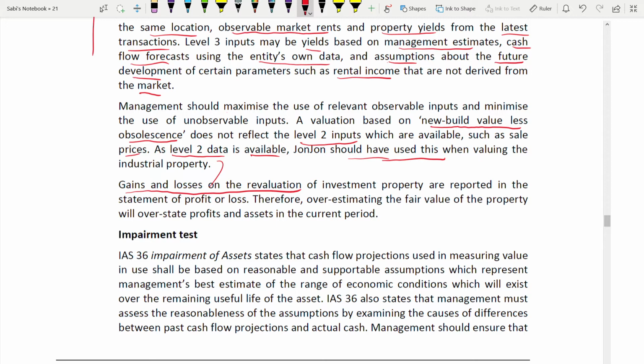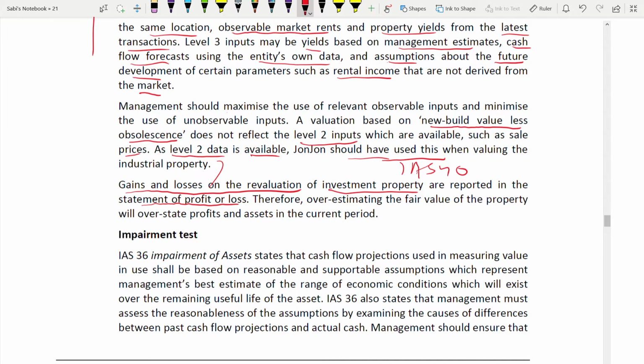Remember, if it was your property, plant and equipment under IAS 16, it would go to other comprehensive income. But this is for investment property, which is your IAS 40. So for IAS 40, your gains and losses on revaluation go to the statement of profit or loss. It's very important that you know these things. Gains or losses on revaluation of investment property are reported in the statement of profit or loss.